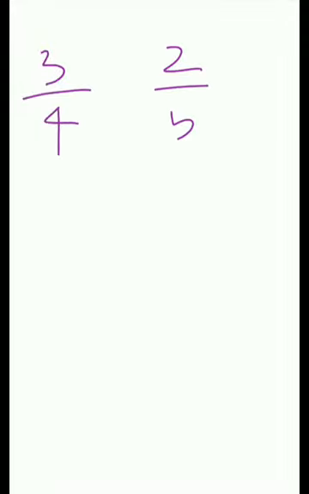Now let us add two unlike fractions. Consider the fractions 3 by 4 and 2 by 5. Here we need to add these two fractions, and if you look at the denominators of both the fractions, they are different. So they are unlike fractions. So first we need to find the LCM. In order to add two unlike fractions, first we need to find the LCM of the denominators. Here, which are the denominators? 4 and 5.